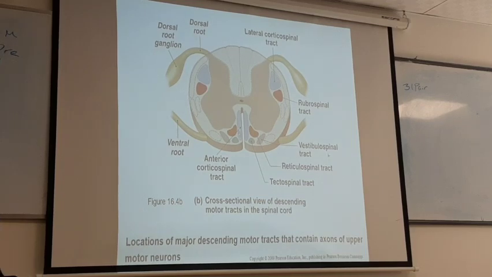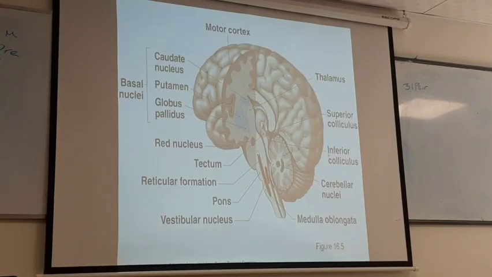This anterior corticospinal and lateral corticospinal, reticulospinal, rubrospinal. All form pathways for movement. Okay.